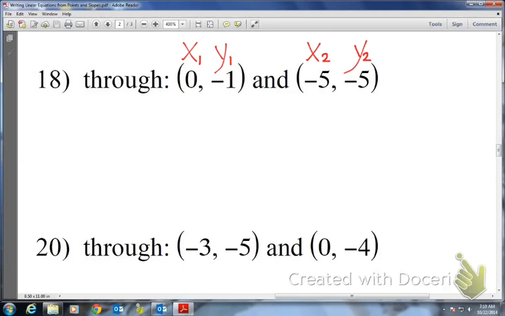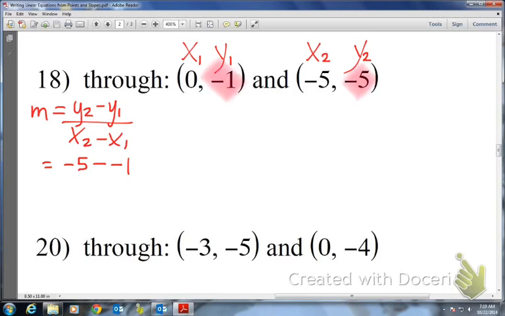So if I plug them into my slope formula, I have m equals y2 minus y1 over x2 minus x1. So if I just plug in everything I see, I have a negative 5 for y2 minus a negative 1 for y1. So far we've done these two. Then after that, I have divided by x2, which is negative 5, minus 0, which is the x1.